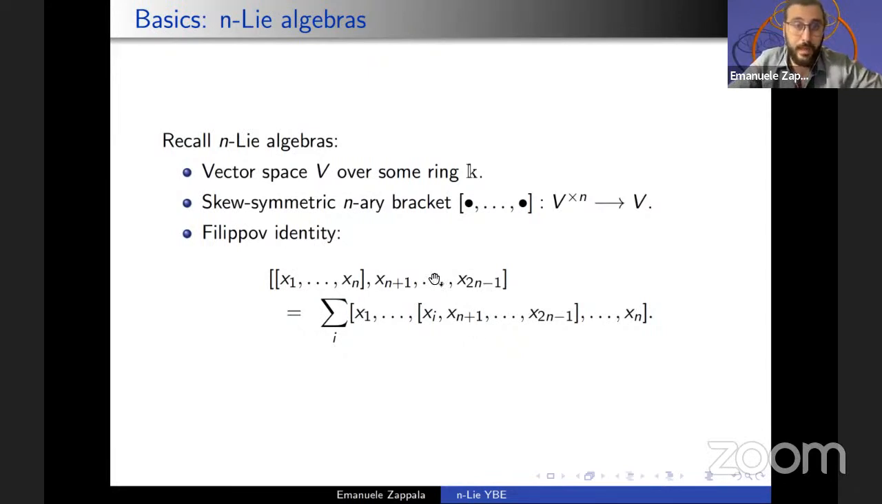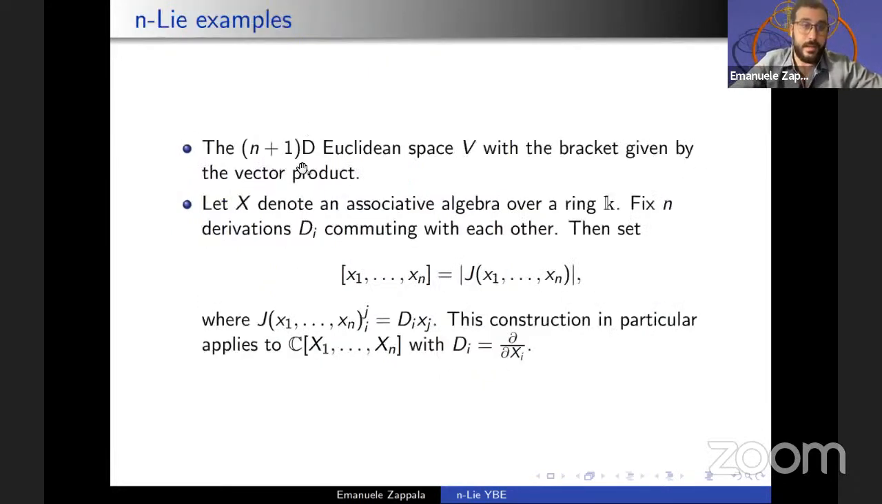So there are very well-known examples of n-Lie algebras. For instance, the n plus 1 dimensional Euclidean space gives you an n-Lie algebra. So here n plus 1 and the n of n-Lie algebra, they are the same n. So it's an exact construction: n plus 1 dimensional gives you an n-Lie algebra.